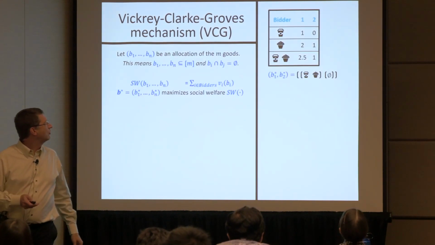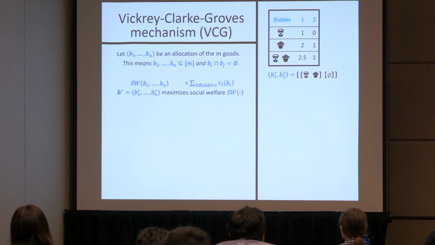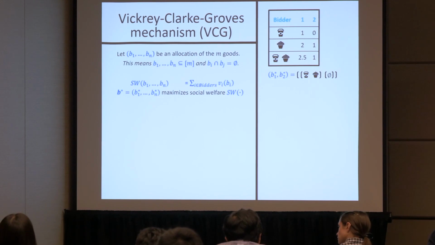So here's an example: 2 bidders, 1 and 2, 2 items, a cup of coffee and a muffin, and here are the valuations. So the optimal allocation here is to give bidder 1 both the coffee and the muffin because you get 2.5. And you can convince yourself that you can't get any better than that, no matter how you allocate the goods.